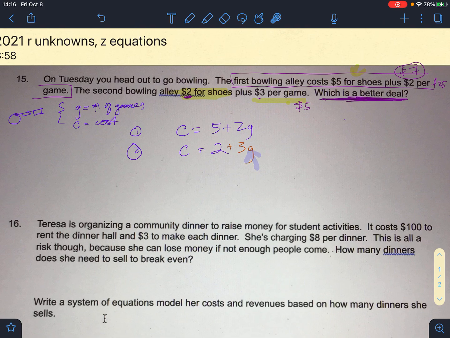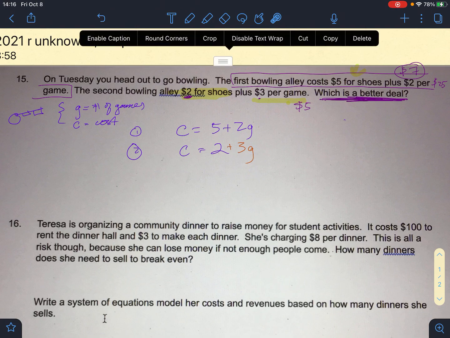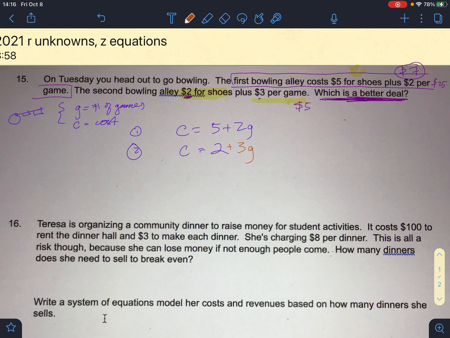So again, how is this working? If I play one game, that's going to cost $3. If I play 2 games, that's going to cost $6. If I play 3 games, that's $9. So we're multiplying it by 3, okay? And of course, I need to tack on the 2 because that's for the shoe rental.